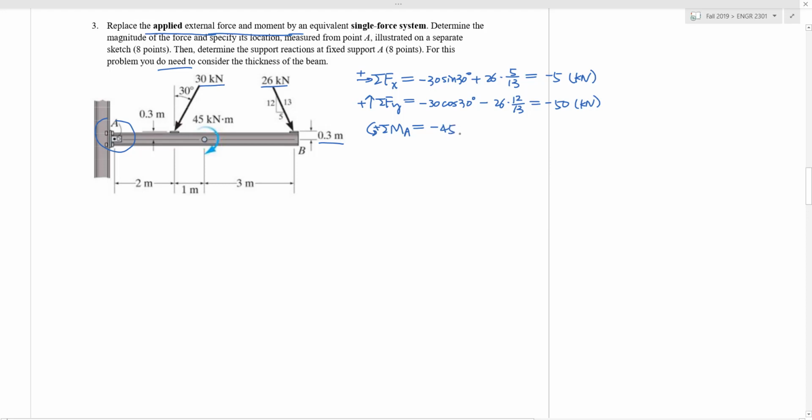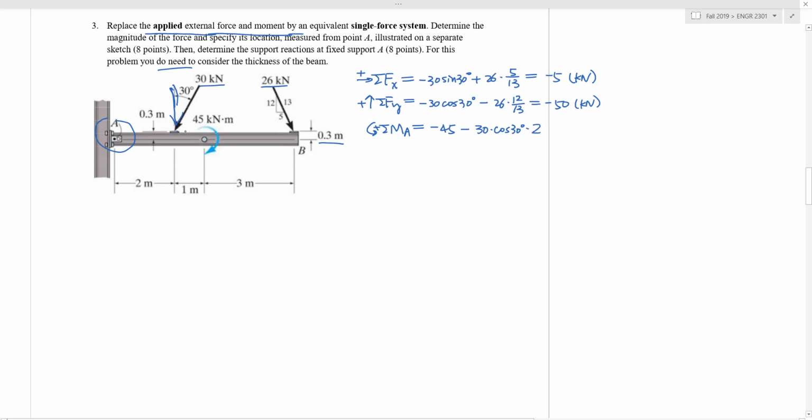Taking that, for the two forces, the forces have x and y components, and both x and y components have moment about point A. Let's look at the vertical component first. This vertical component has a magnitude of 30 times cosine 30 degree. The negative sign is because it has a clockwise rotational effect about point A. Its moment arm is 2 meter.